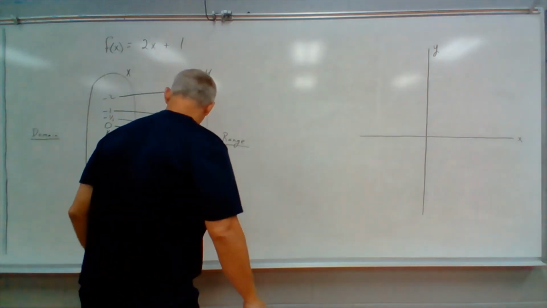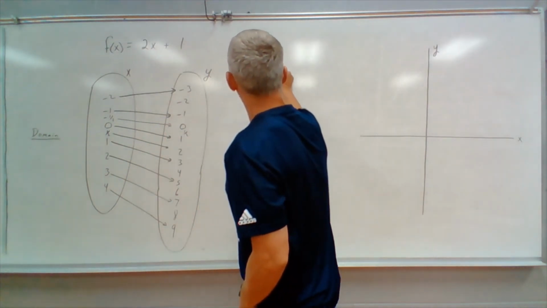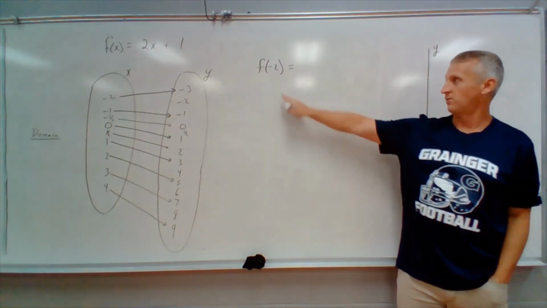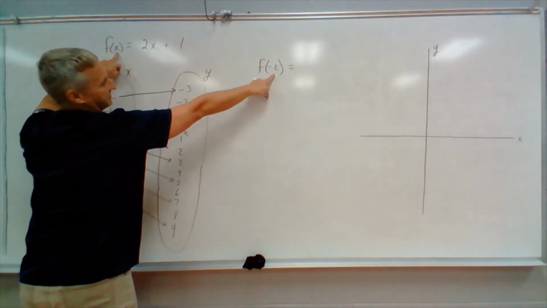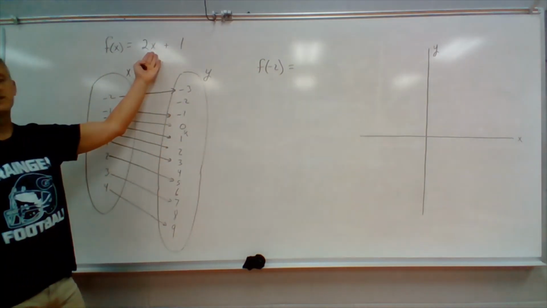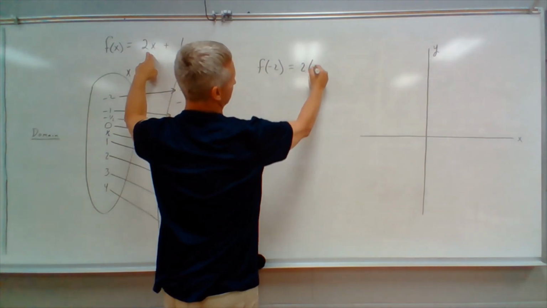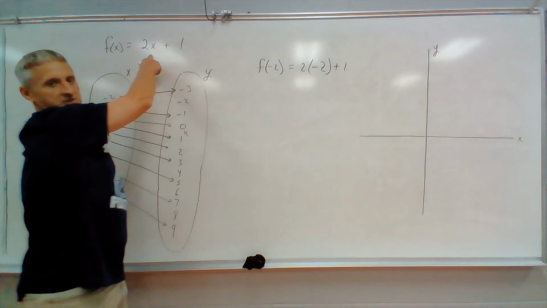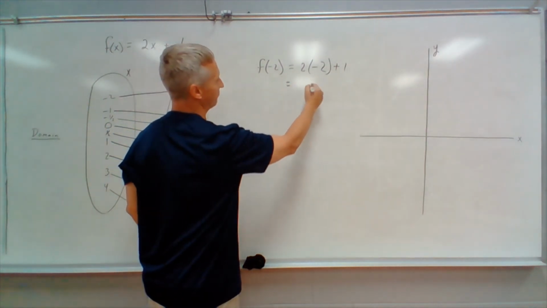Okay. Now, for example, if I want to know what f of negative 2 is, what this means is that my x value here is negative 2. All this is saying is plug negative 2 into the function. So f of negative 2 would be 2 times negative 2 plus 1. I'm just putting negative 2 into the x. So that would be negative 4 plus 1, that would be negative 3.